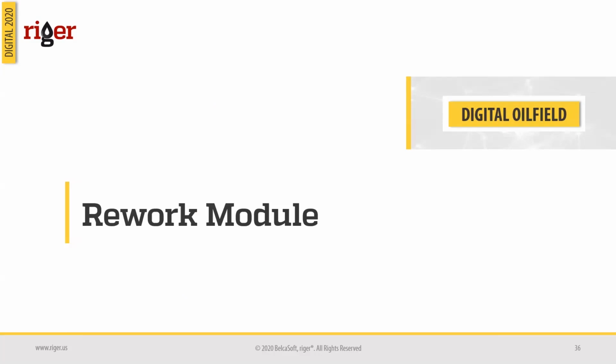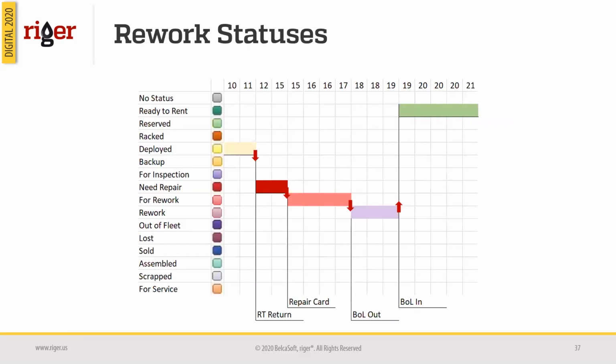So the next step after the repairs could be a rework. We call third-party repairs a rework, and the rework module works as follows. The status changes from deployed to need repair when we do a rental ticket return or when we do a return sheet with condition need repair. And after that, we generate the repair card.